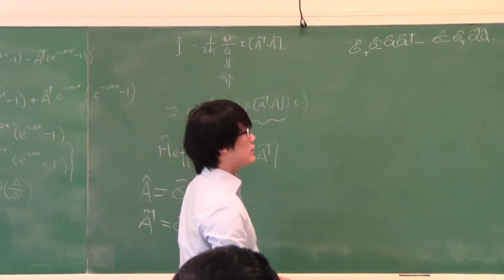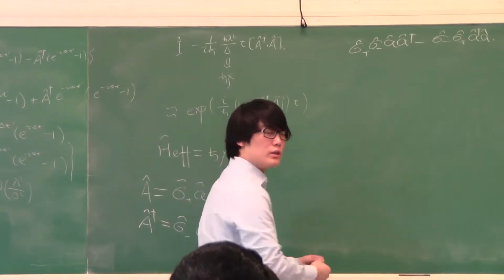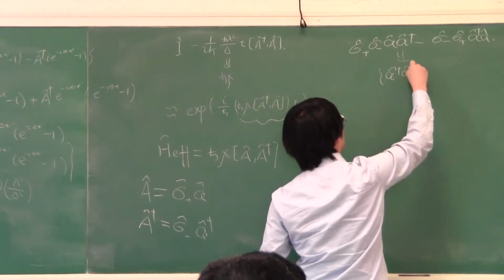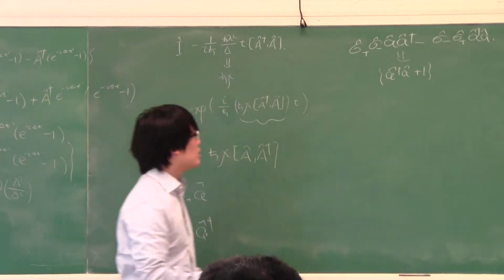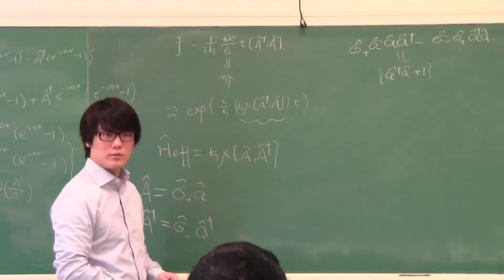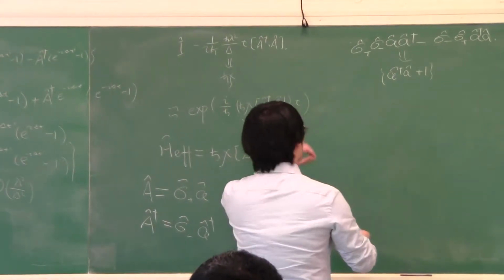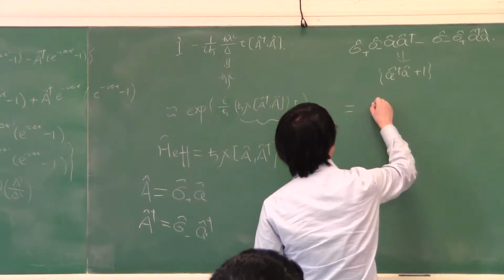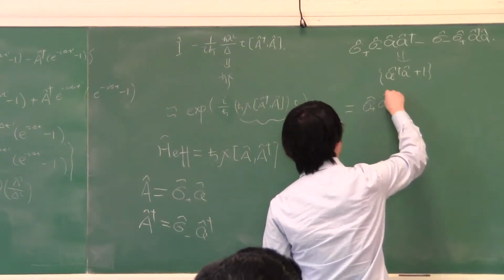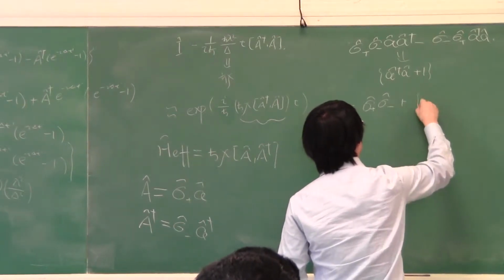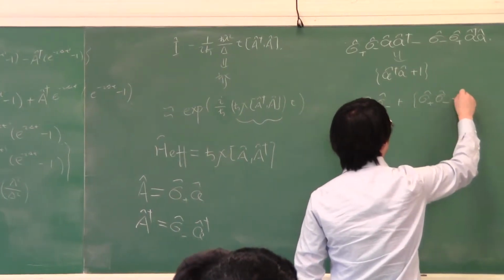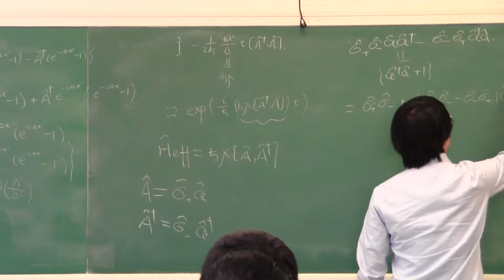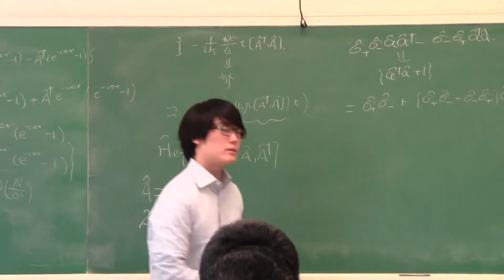And to evaluate this commutator, we start from what we know, right? So this, we know this can be written as A dagger A plus 1. We should be familiar with how this works out by now. Okay. So that allows us to write this as sigma plus sigma minus, plus sigma plus sigma minus minus sigma minus sigma plus A dagger A, something like this, right?